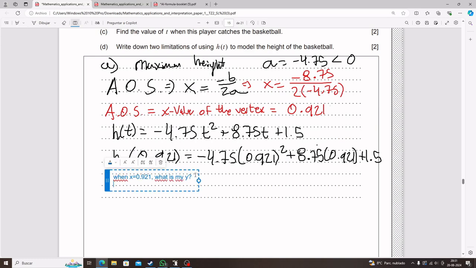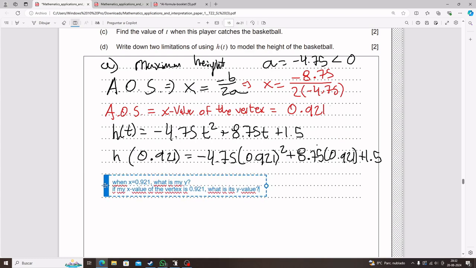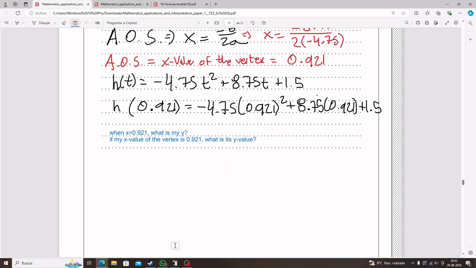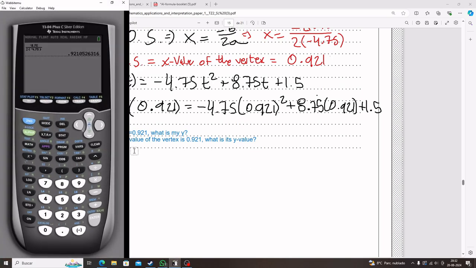And in this context it's basically like, or better said, if my x value of the vertex is 0.921, what is its y value? Okay, these two sentences are pretty much equivalent to each other, see? But I do need you to understand the procedure that is going on behind it. Enough blah blah, let's go ahead and plug in.